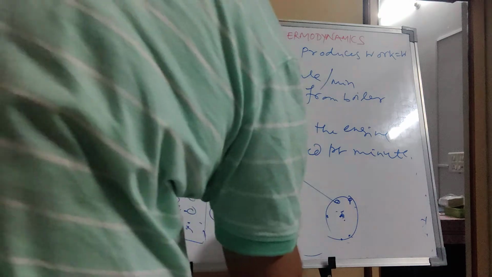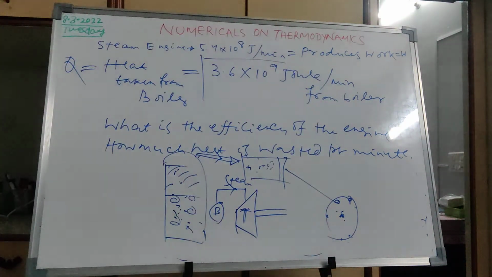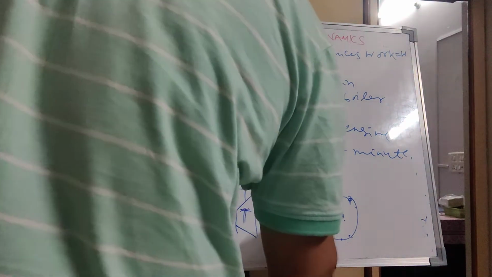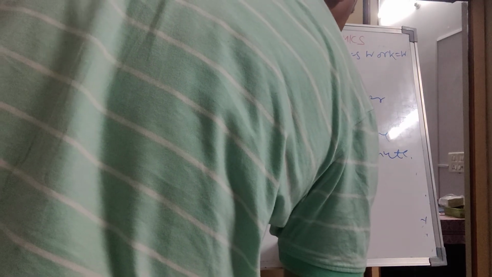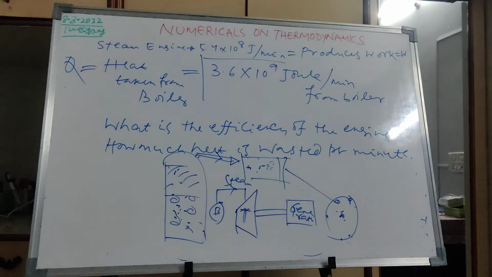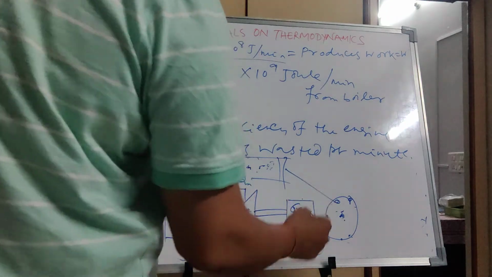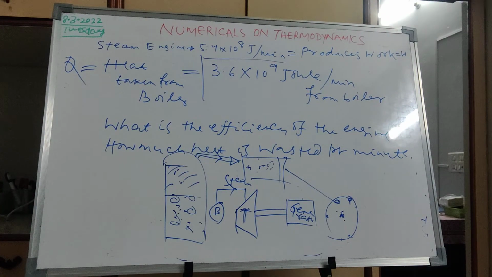So this turbine is coupled to a generator. The generator produces electricity at a certain voltage. At the power plant, they will step up that voltage, and that stepped up voltage will be sent through the power transmission line to the grid.